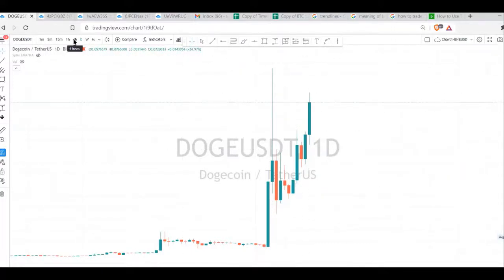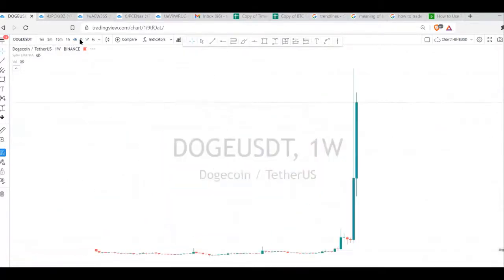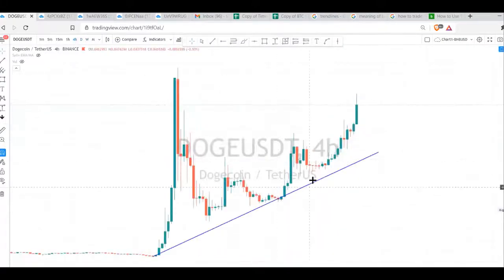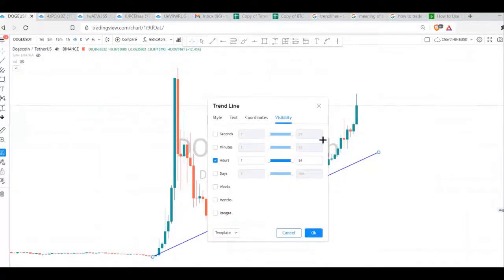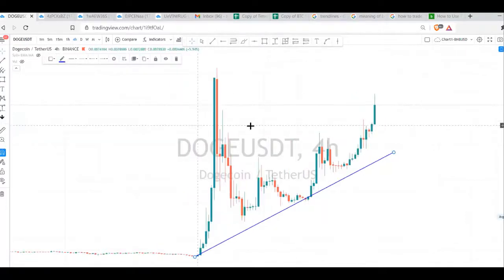I enabled it only on hourly. So if I come to an hourly time frame, it will appear. But if I go to a daily or weekly time frame, you won't find it there, because I made visibility on hourly alone. Okay, so that's another feature to use. There are a lot of other features, but I think those are the common ones that we'll need.